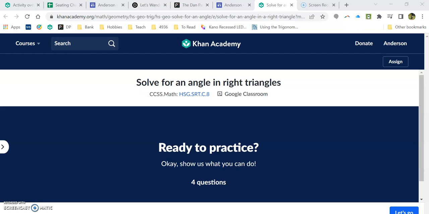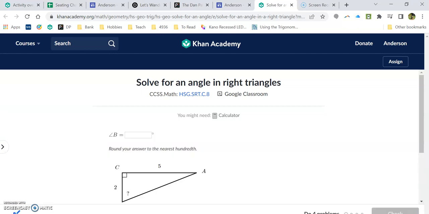Right, solve for an angle in right triangles. All right, so this is very similar to the last assignment where we were solving for a side in right triangles. There's one big difference.